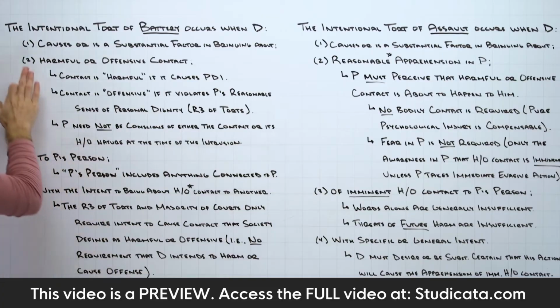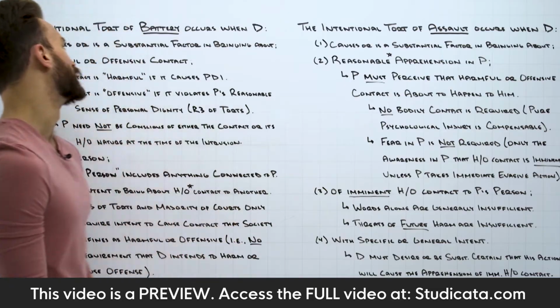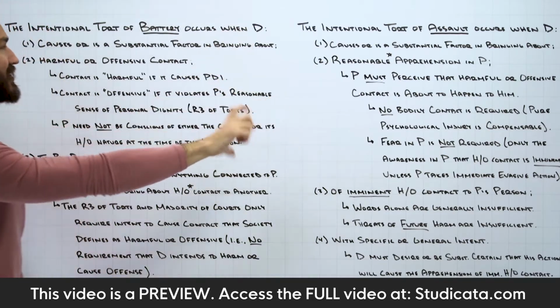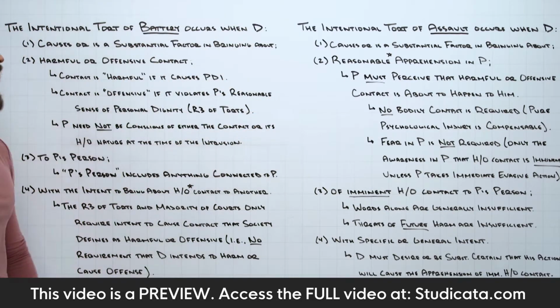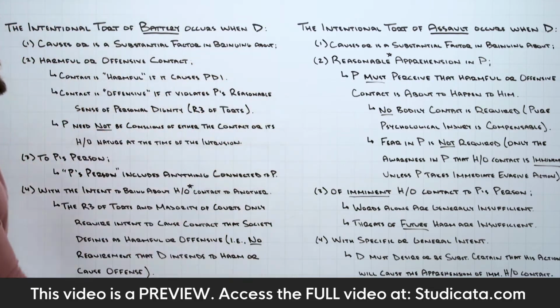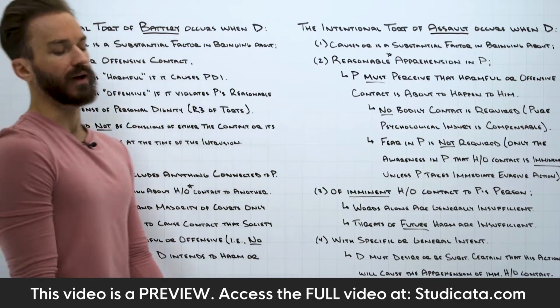So next, we have to get into our second element, which is our first voluntary act requirement element, which is going to be this idea of harmful or offensive contact. We have to make sure to hold the defendant liable for the intentional tort of battery that the defendant causes or is a substantial factor in bringing about harmful or offensive contact.